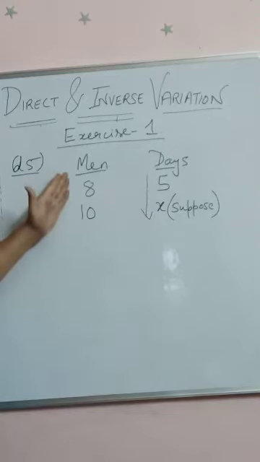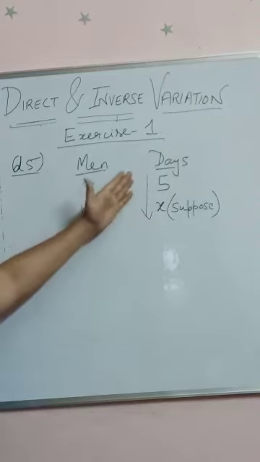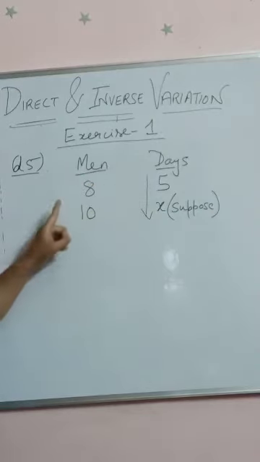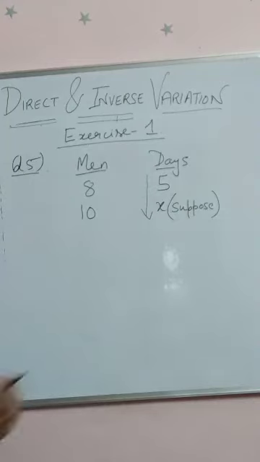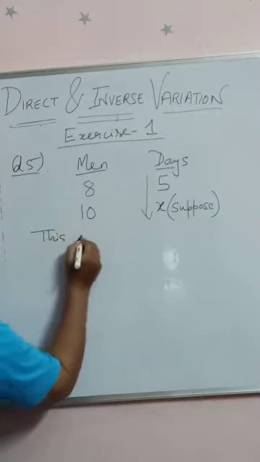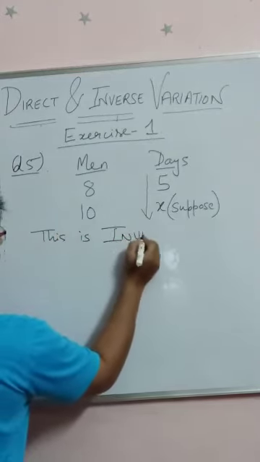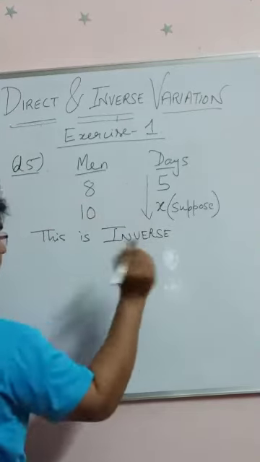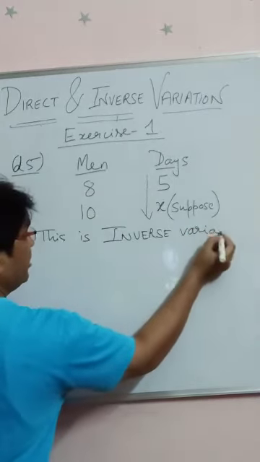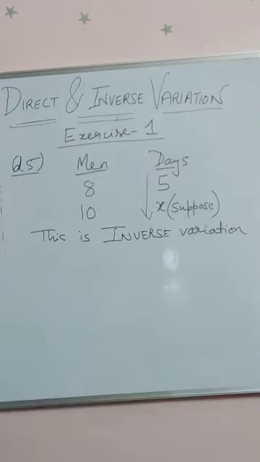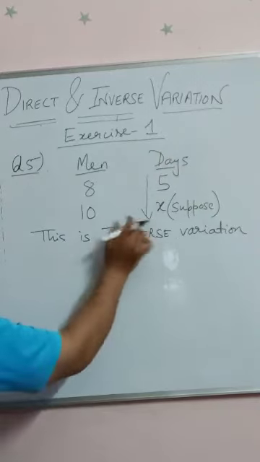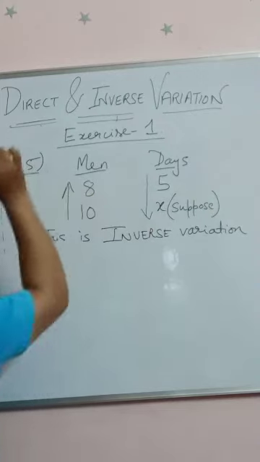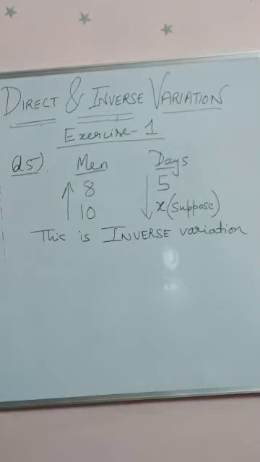What does that mean? When the number of men is increasing, the number of days is decreasing. One is increasing, the other is decreasing. Is it direct? No, it is not. It is inverse. So I'm going to write, this is inverse variation. Did you understand why it is inverse? Because when the number of men is increasing, the number of days will surely decrease. So it is inverse variation. Now what happens in the case of inverse variation? The arrow is directed towards the other direction. Here the arrow is directed towards the bottom, so on the other side, it will go towards the upper side. That means it will be directed up.